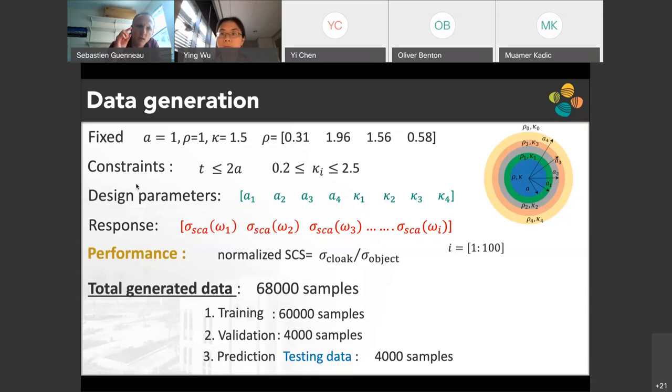I've got a silly question. Does your cloak depend upon the object property? Yes. Yes, it depends. If you change the object, then the parameters will change. Then what kind of mechanism does the cloak rely upon? Is it strong anisotropy? Is it some kind of scattering cancellation? Because usually, when it's a transformation-based cloak, it should not depend upon the object property. Is that it? Well, I think. I think it's like.